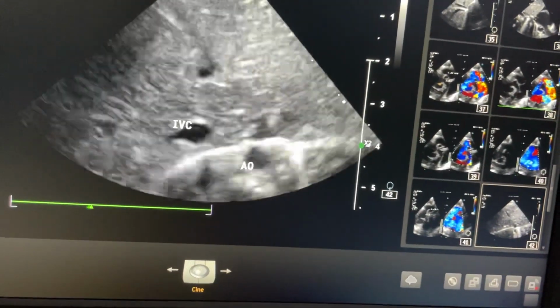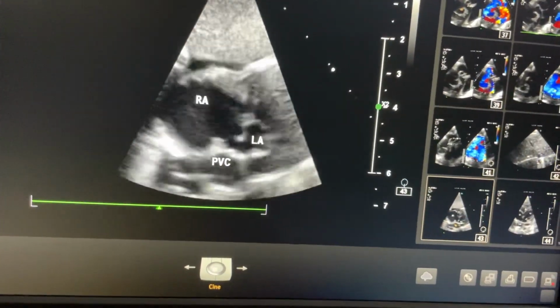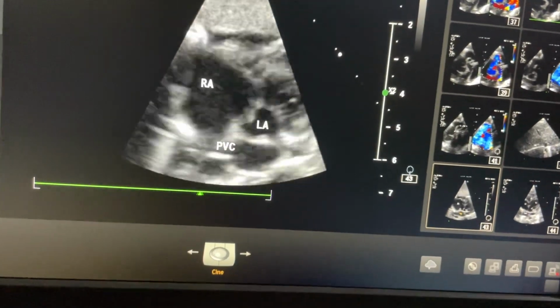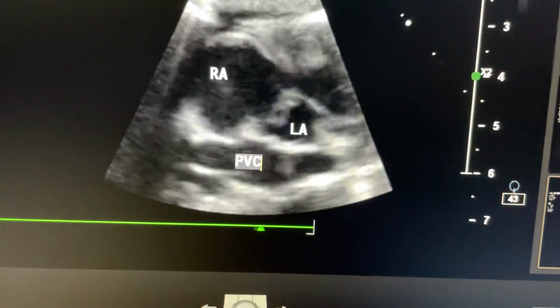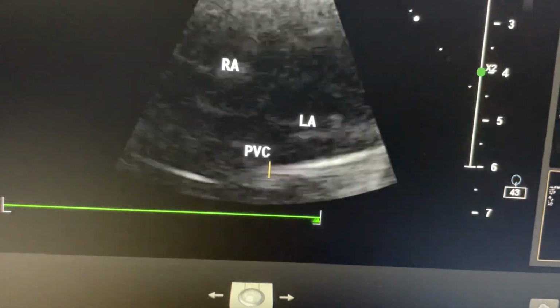You can see the IVC is slightly dilated compared to the aorta. This is the left atrium, right atrium, and ASD. You can see this is the ASD. In this image, this is the pulmonary venous confluence, just superior to the left atrium.